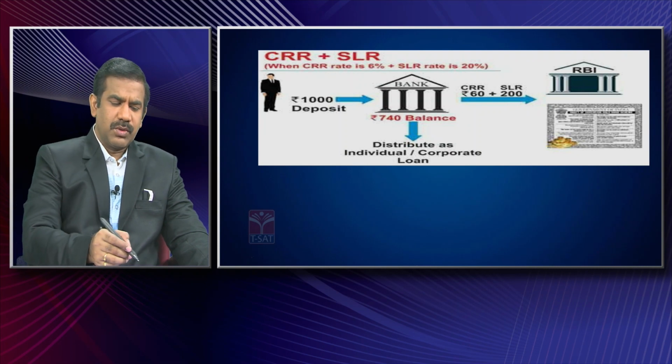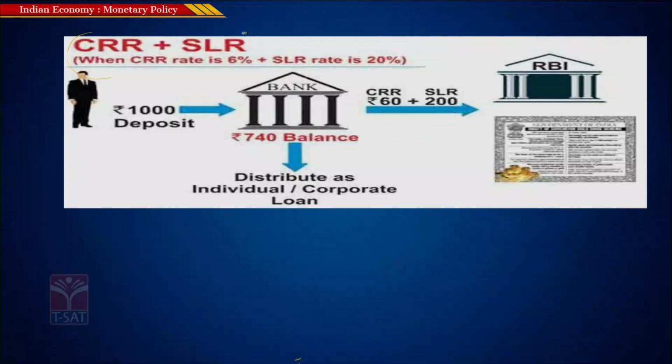So I'm simply trying to consolidate what exactly the CRR and SLR are. Out of every 1000 rupees, when I say the CRR is 6%, 6% of the total deposit is what the bank has to maintain, and when I say an SLR of 20%, 20% of total deposits is what the bank has to maintain in the form of SLR. So in total, 60 rupees has to be kept aside in the form of cash, and when the SLR is 20%, 200 rupees out of the total deposit has to be maintained in any of these three forms of liquid assets, mostly gold, government-approved securities, or forex.